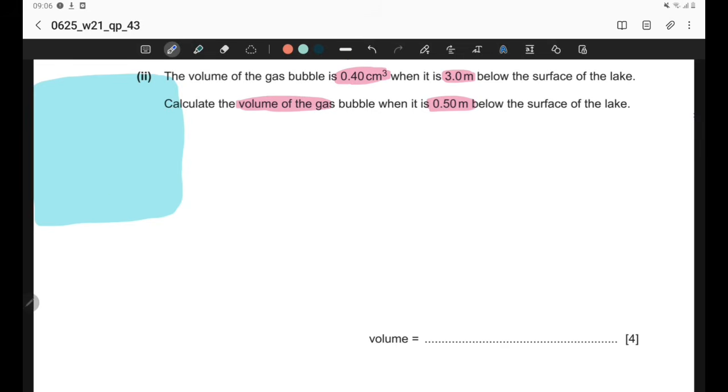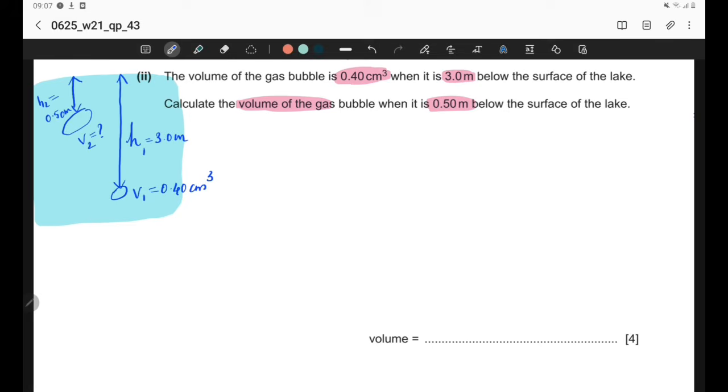In this question, there is an air bubble which is 3 meters below the surface of the lake. We can consider the depth of the air bubble initially, H1, as 3 meters, and its corresponding volume is given, so we can consider it as V1, that is 0.40 cm³. Then the position of the bubble is changed. Now the bubble is only 0.50 meter below the surface of the lake. So the new height, H2, is only half a meter, or 0.50 meter, and we need to calculate what the new volume of this air bubble, V2, will be.